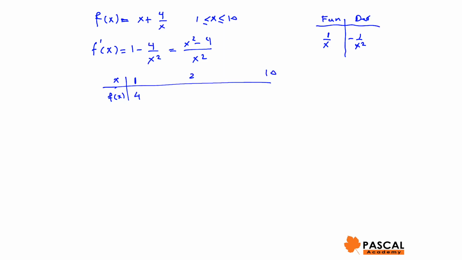At 1 it is 1 plus 4, which is 5. At 2 it is 2 plus 2, 4. At 10 it is 10.4. Maximum and minimum. Minimum is 4 when x is 2. Maximum is 10.4 when x is 10.